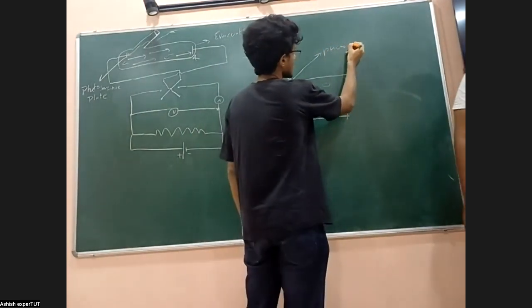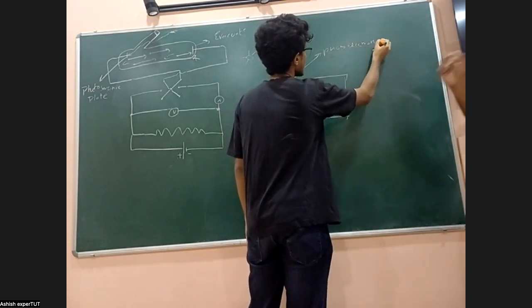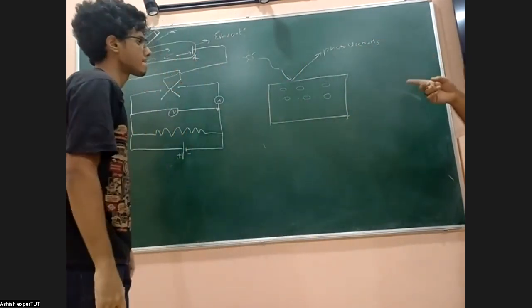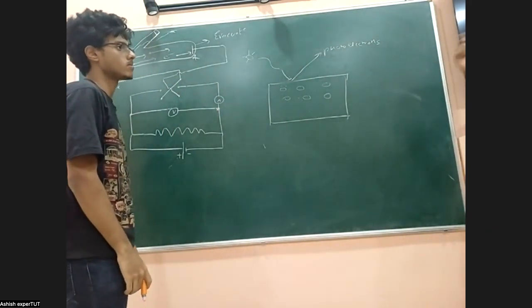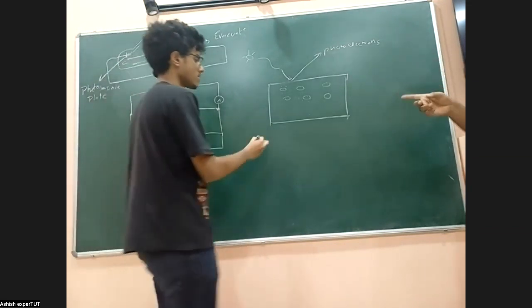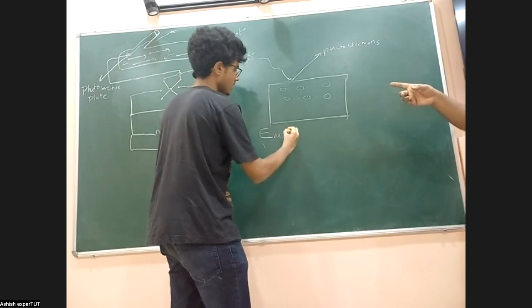Now the basic concept is, if you want to eject an electron, you must give a minimum energy and therefore a minimum frequency. This is a very important step. If you want to eject an electron, you must give a minimum energy and therefore a minimum frequency. Do you understand this, everyone who is online?